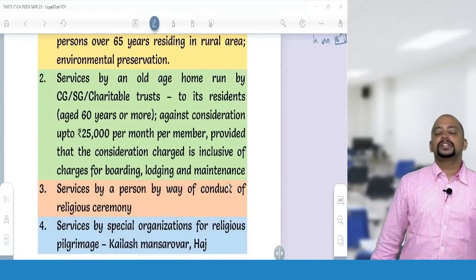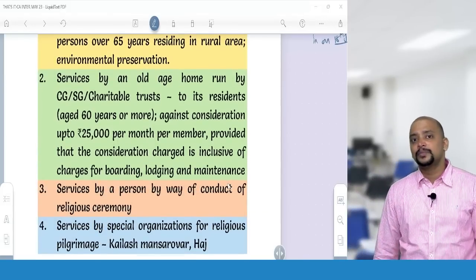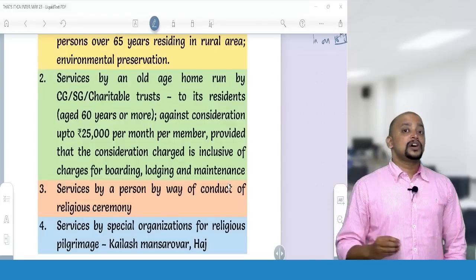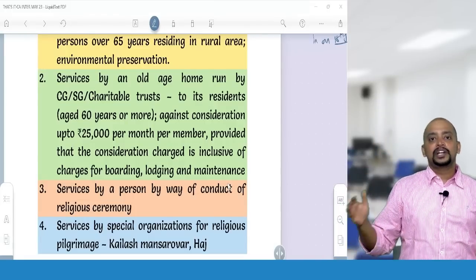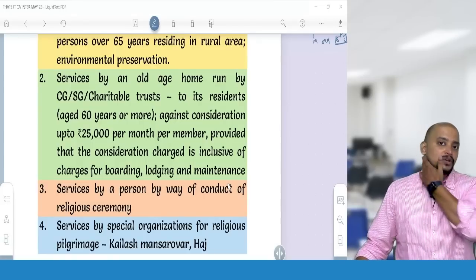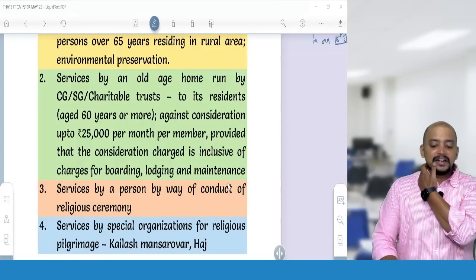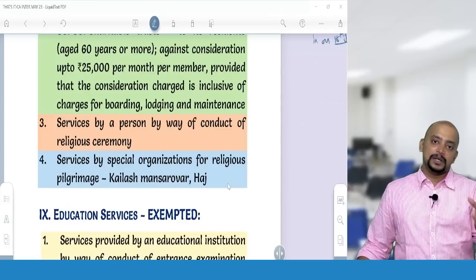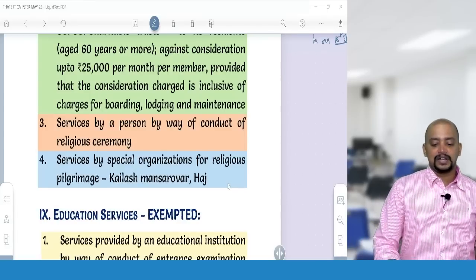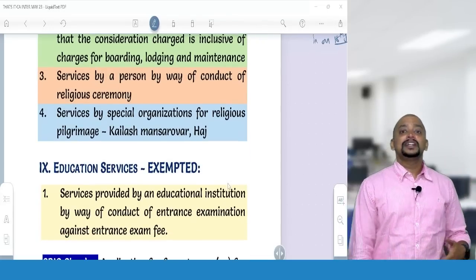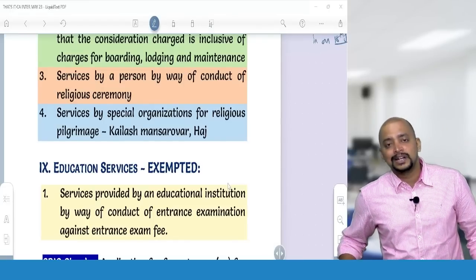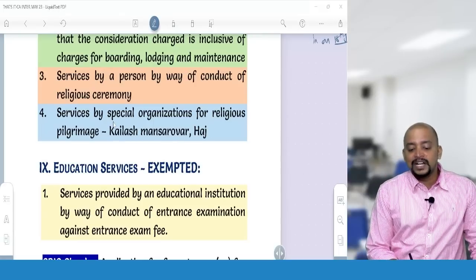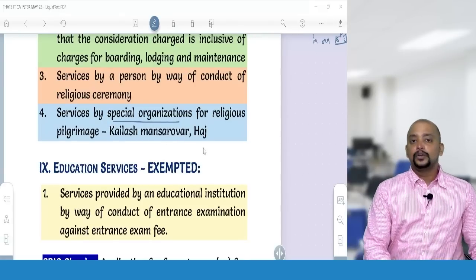Then there is an old age home run by the central government, state government, or a charitable trust, and they receive money from the old people. If the amount does not exceed 25,000 per month towards boarding and lodging, it is exempted. What if it exceeds 25,000? Entirely it will be taxable. And then services by a person by way of conduct of religious ceremony. So priest, purohit, etc. are covered there. Whatever money they earn will be exempted. Then services by special organizations for religious pilgrimage, that is Kailash Manasarovar and Hajj pilgrimage. These two are only considered religious pilgrimages. For that, any amount received is exempted, provided that organization is a special organization notified by government.